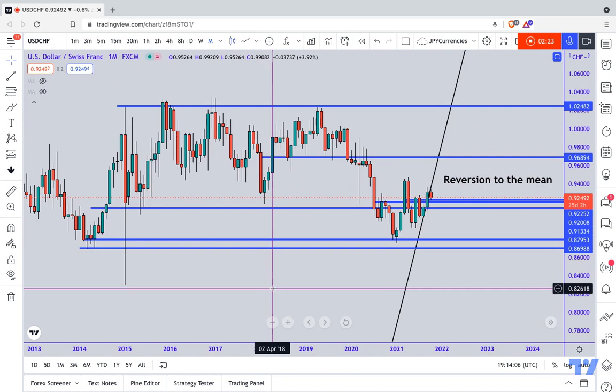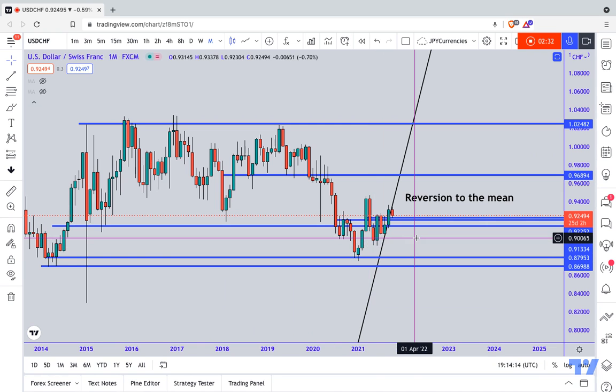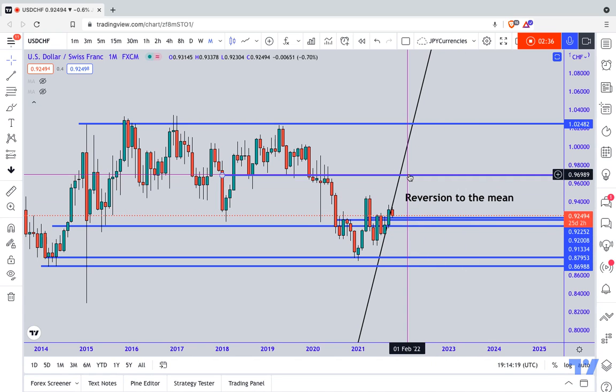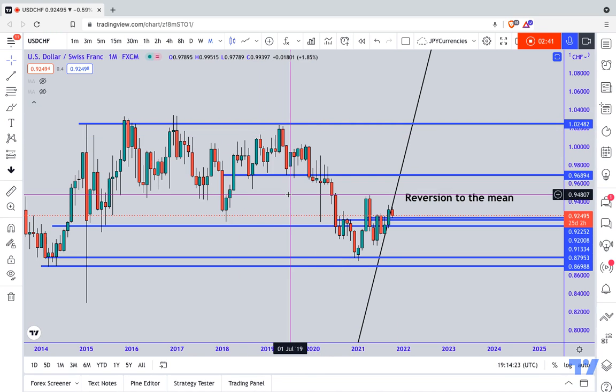So reversion back to the mean indicates to us that price is very likely to reverse back to at least the average price over a long duration of price action.